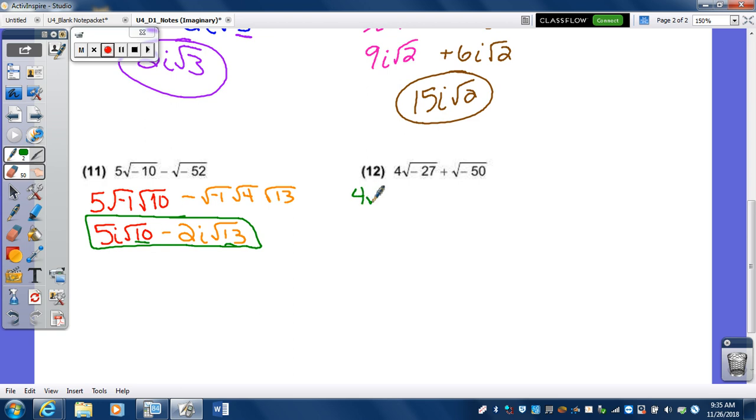So I'm looking at our last one. What's our perfect square that goes into 27? 9 and 3. Square root of 9 is a 3. But then times that 4I, that was already out in front, gives us 12I radical 3.